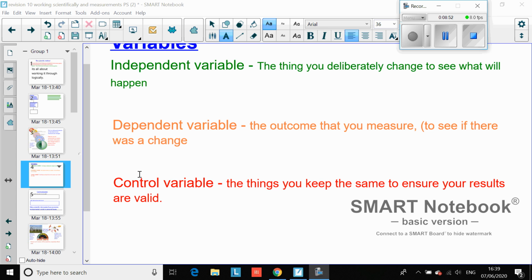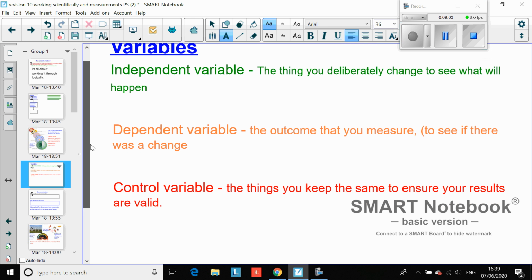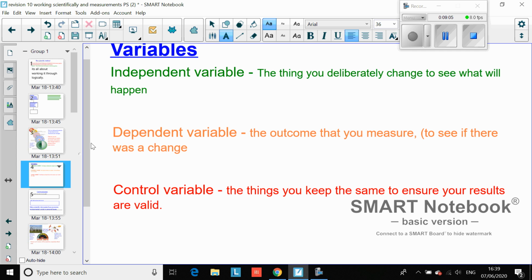Okay, so that is what I mean by an independent variable, a dependent variable, and a control variable. These are absolutely vital for understanding your experiments in year 10. So, what I would like you to do is this. I'd like you to write down essentially the definition of what these are. And then in the assignment, there is a video link that gives you a similar example to what I just showed you.